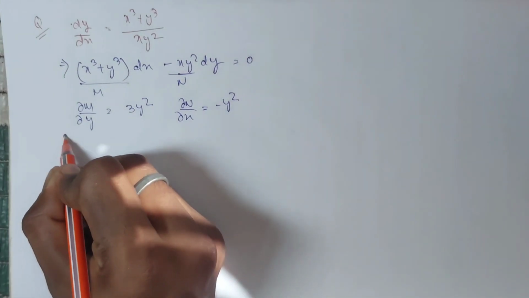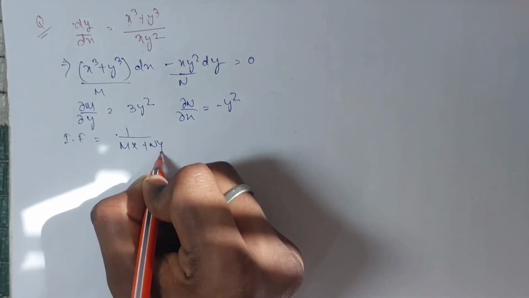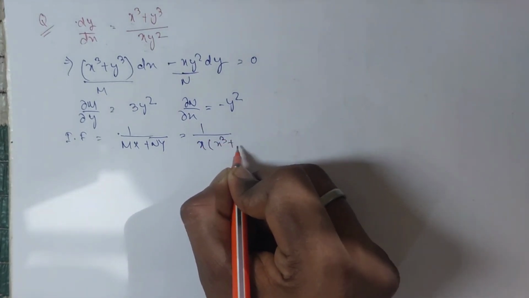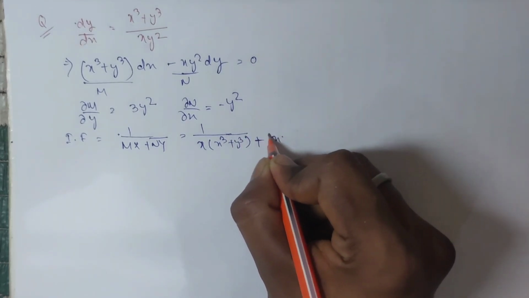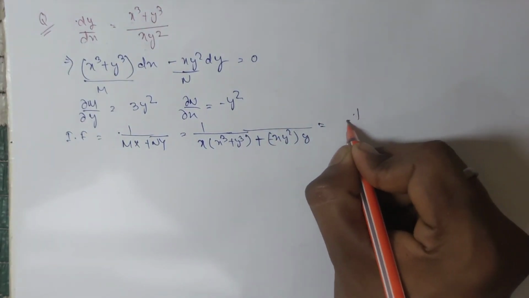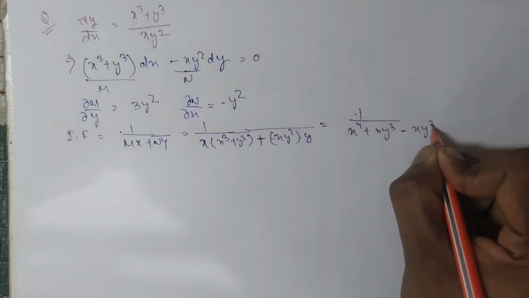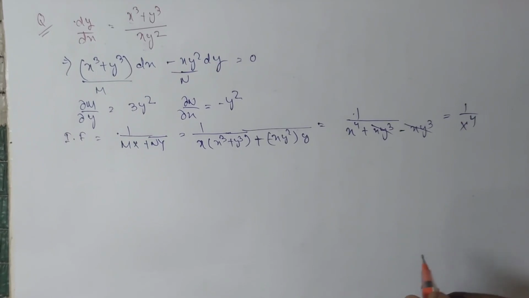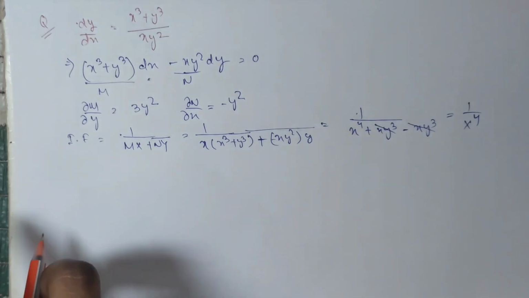Now to convert it, we multiply by the integrating factor 1 by (Mx plus Ny). It becomes 1 by x into (x cube plus y cube) plus minus xy square into y. So this equals 1 by (x fourth plus x y cube minus x y cube). So this equals 1 by x fourth.